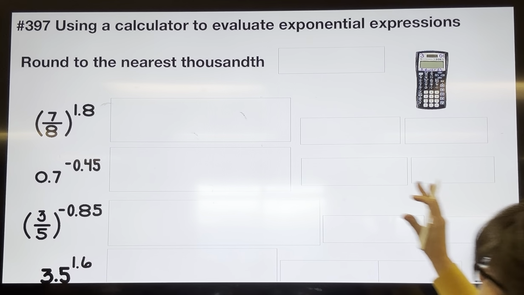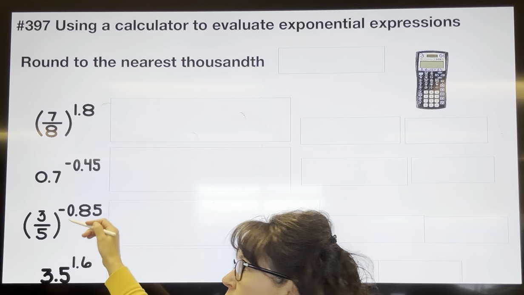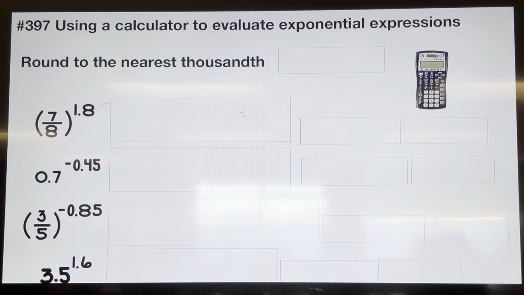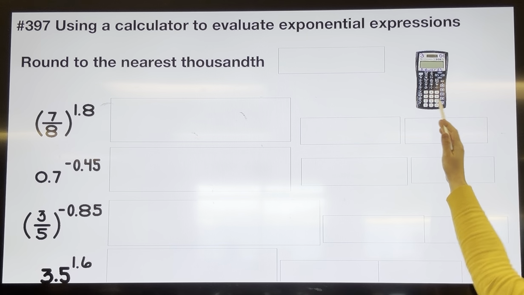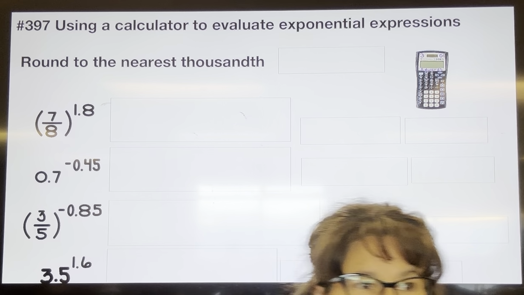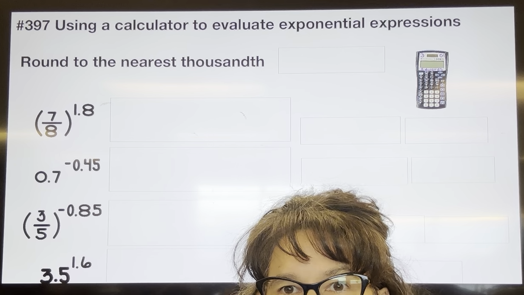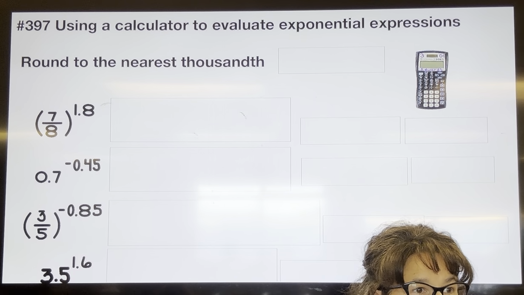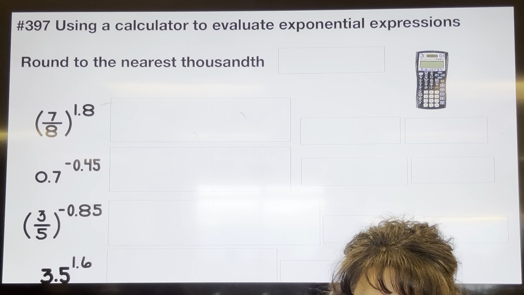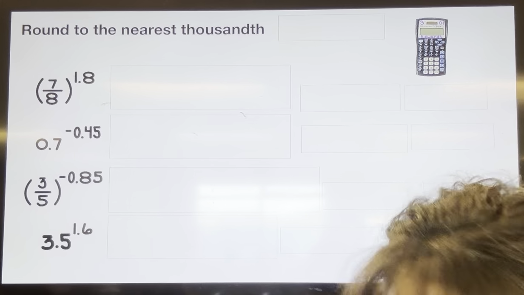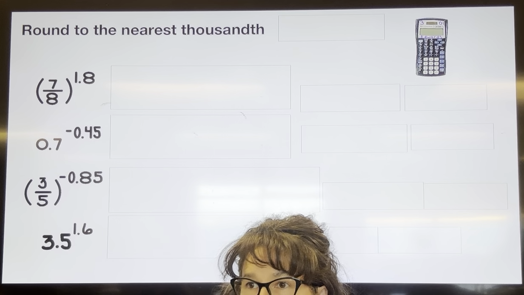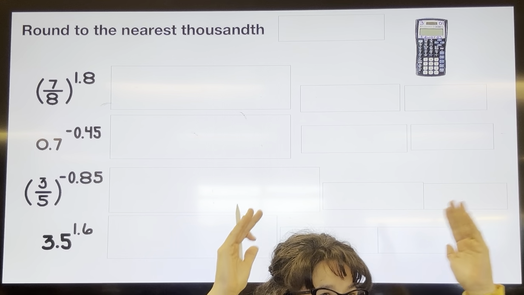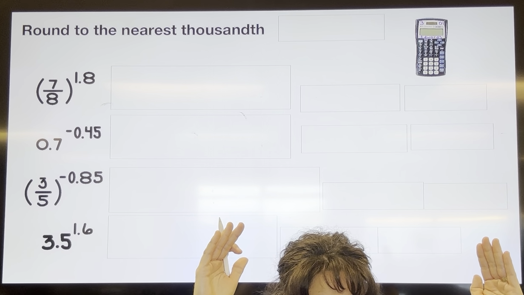We want to use our calculator to find the answer to each one of these, to evaluate this exponential expression. We're going to be using this kind of calculator, which is the TI-30X IIS. They're not extremely powerful, so a good rule of thumb when you want to use these calculators is to put the base in parentheses and the exponent in parentheses.